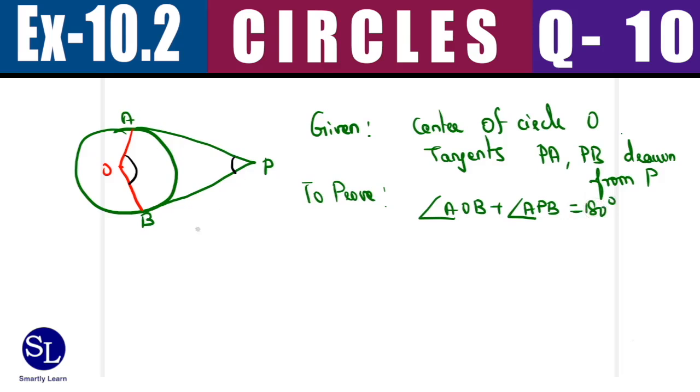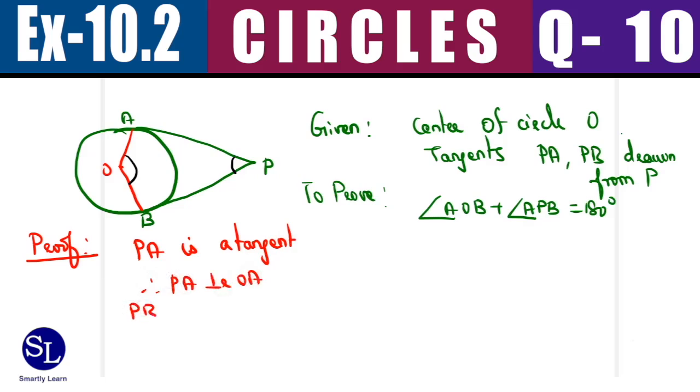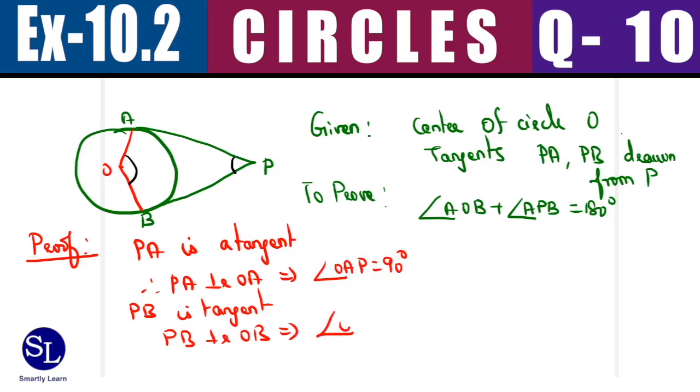So first let's take up the tangent. PA is a tangent. This means let's write out the proof. So PA is a tangent. Therefore, PA is perpendicular to OA. Similarly, PB is tangent. So this implies that PB will be perpendicular to OB. So in each of these cases, I can say angle OAP will be equal to 90 degrees in this case, and in this case, angle OBP is equal to 90 degrees.